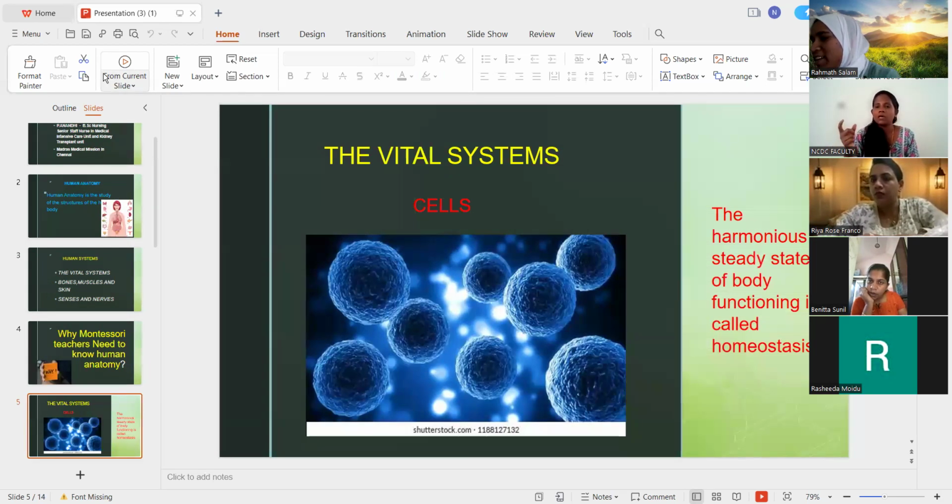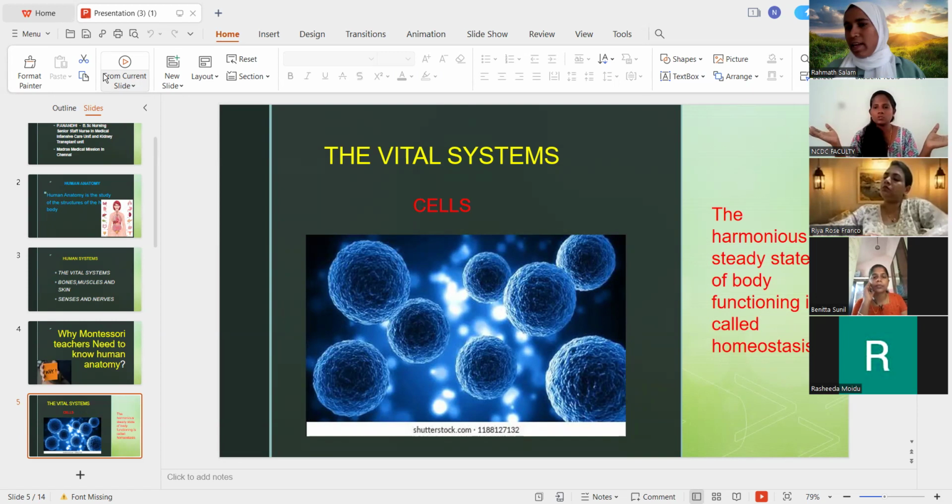I want to explain a little physiology. One cell and other cells, a group of cells together, form a tissue. That group of tissues forms the organ. That group of organs forms the human body. So the starting point is the cell.